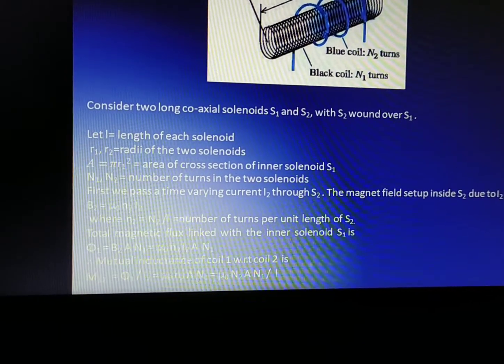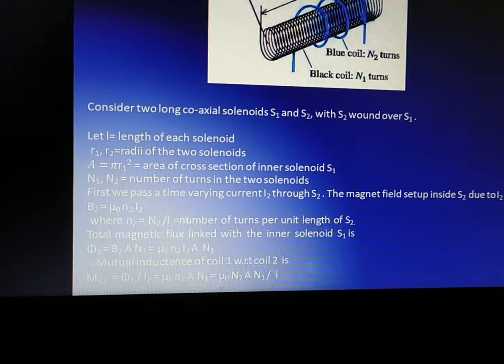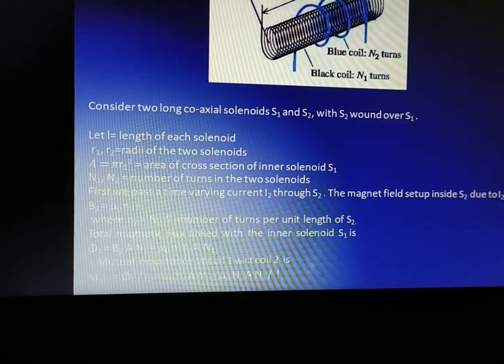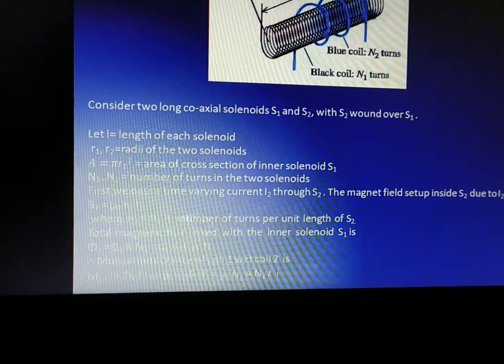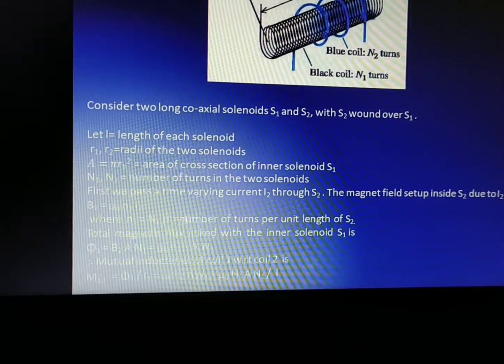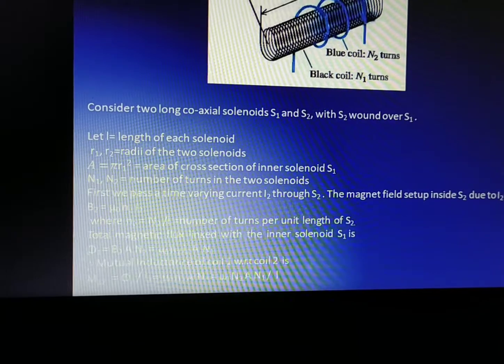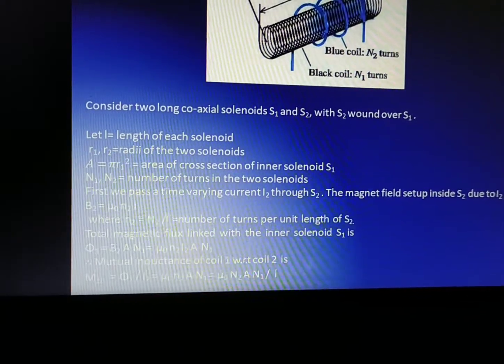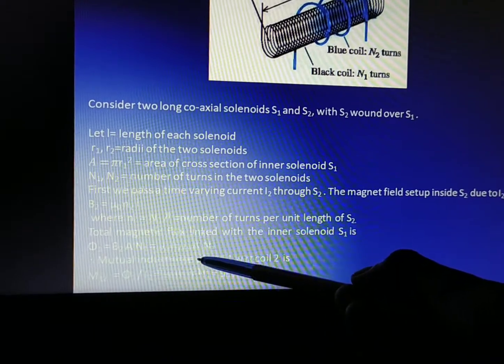Okay, so what will now be the total magnetic flux linked with the coil? What will be the value of that? It will be phi 1 equals B2 A, that is the cross sectional area, into the number of turns associated with the first coil. So the final value will be mu naught N2 N1 A into N1.